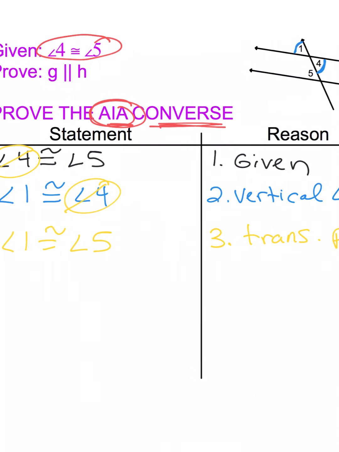Now, if I look at my picture, 1 and 5 happen to be what type of angles? Are they consecutive? Do they make a C? No. Are they alternate interior? No, 4 and 5 are alternate interior. Are they alternate exterior? No. Nope, they're in the same location, right? They're both on the left side of this transversal. They're both above line G and H. So we call these corresponding angles.